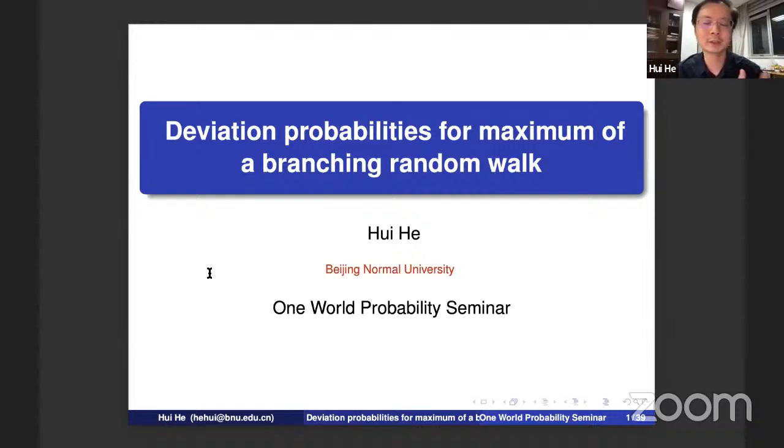In the previous talk, in fact, Bastien already said something about branching random walk. In my title, there are three key words. The first is the deviation probability, then the maximum, then the branching random walk. Two of them were already mentioned in Bastien's talk, that is the branching random walk and also the maximum. In Bastien's talk, he talked about the minimum, but if you consider the opposite, you get the maximum, right? So there's only one third of the task left for me.